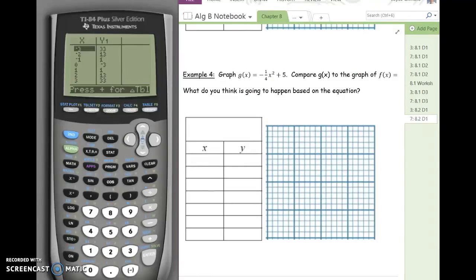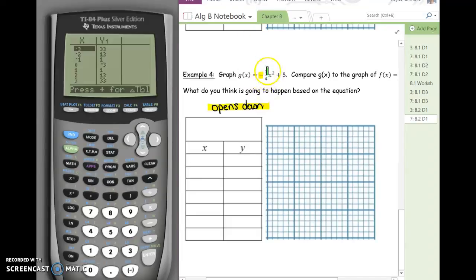What do you think is going to happen in this one? Let's look at all of the pieces that we see. The first thing I see is a negative. What is that negative telling me? The negative tells us if the graph opens up or down. Which direction is this graph going to open? Opens down. It's going to be an upside down parabola.